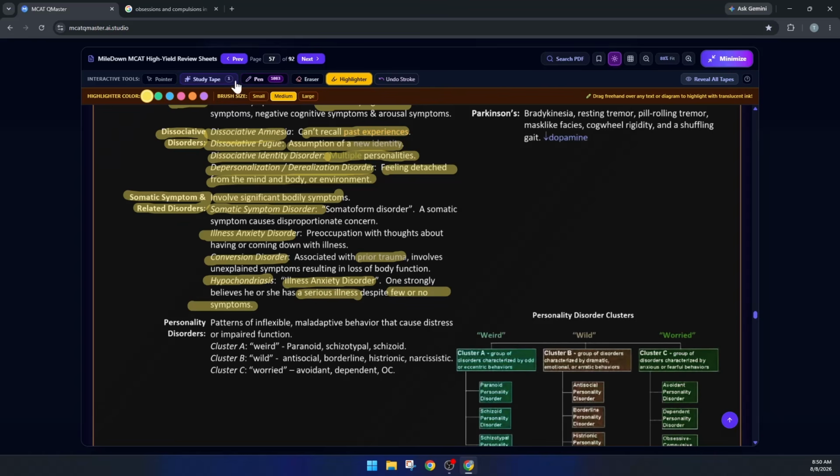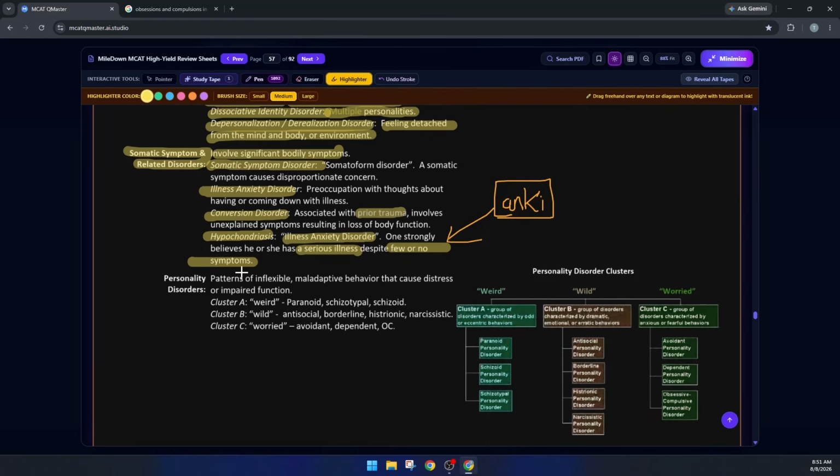I think there's a new updated name for this. I recommend going through Anki to kind of give you more terms, because there's definitely more terms to learn and stuff like that.